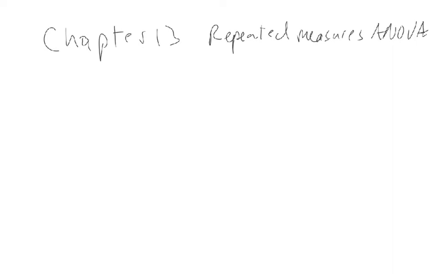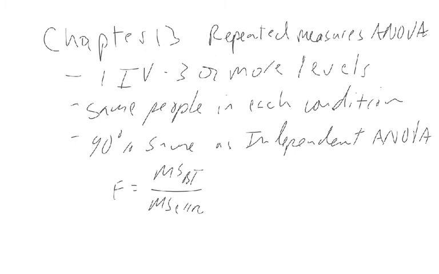So I'm going to talk to you about Chapter 13. This is the repeated measures ANOVA. We just did Chapter 12, the independent ANOVA. So it is like the independent ANOVA. It's one IV with 3 or more levels. The difference is that it's the same people in each condition, so you don't change people.